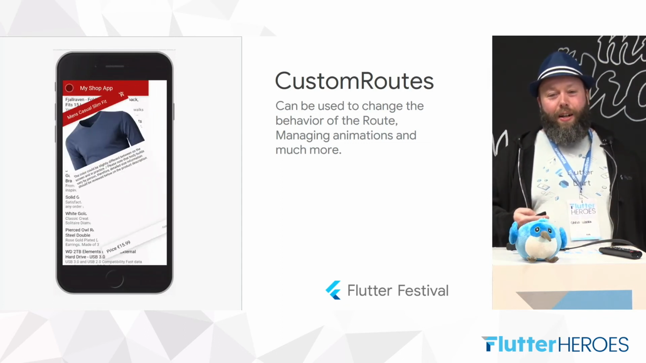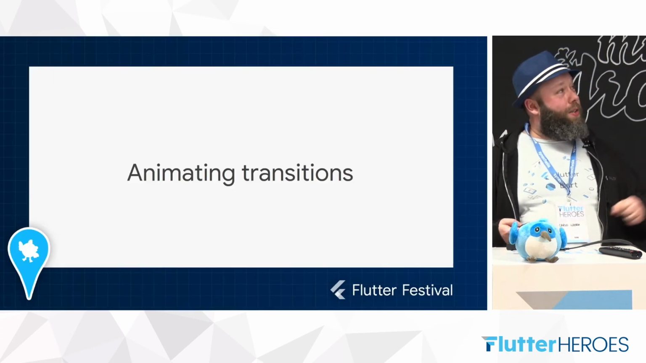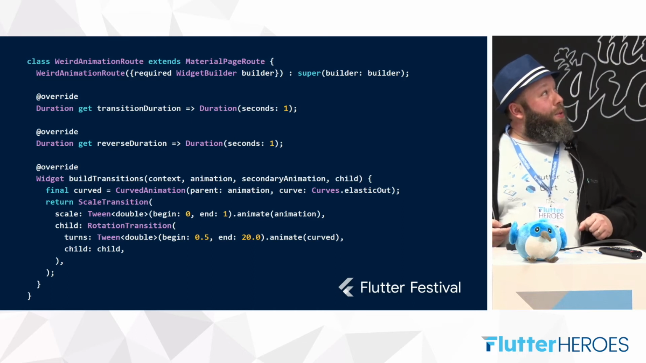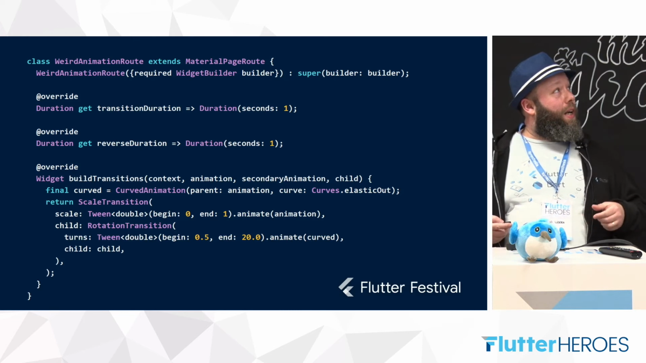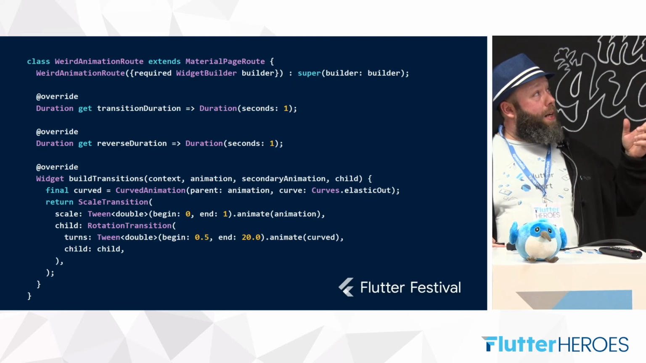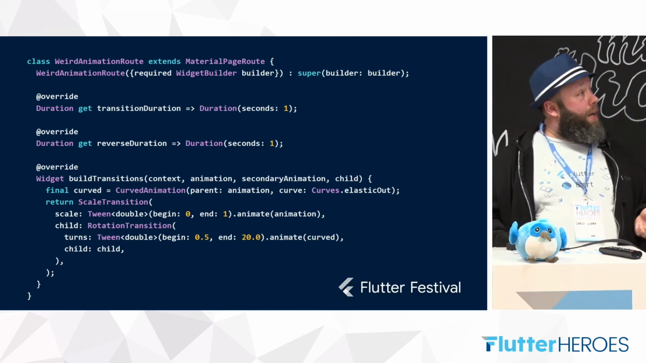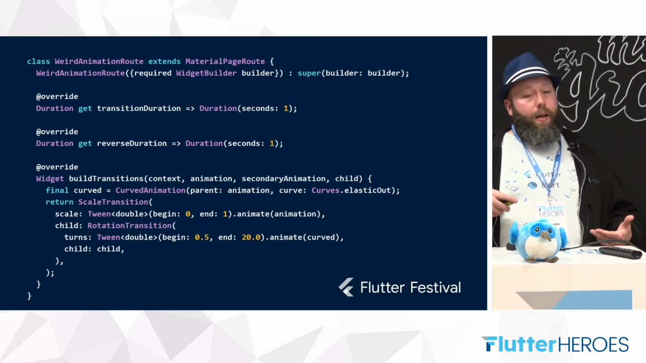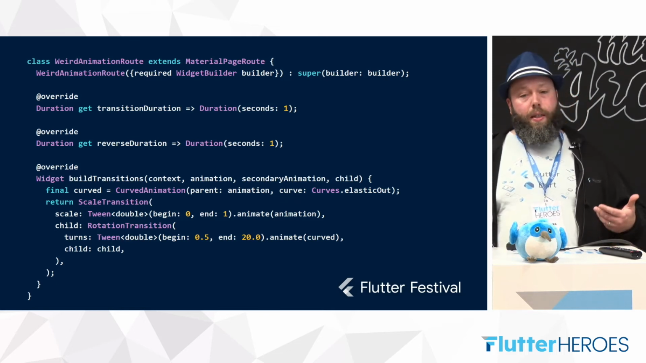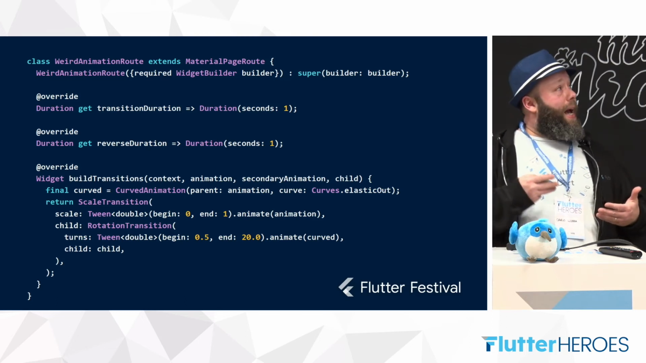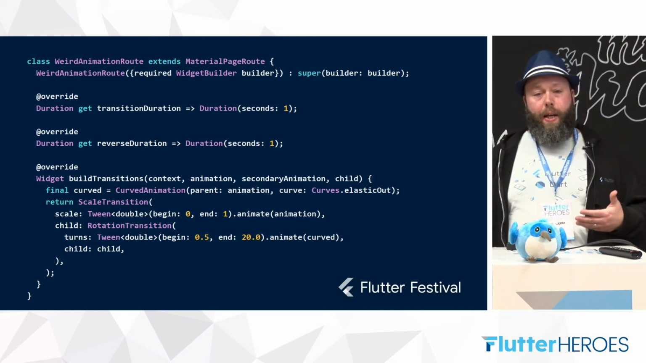I exaggerated on purpose the animation for this sample just to show that you can really do anything with a custom route. For example, this cool animation that I called weird animation route is done by extending the material page route and overriding the duration, either for the transition, that is the duration when the route is coming in, and the reverse duration when we are popping that.